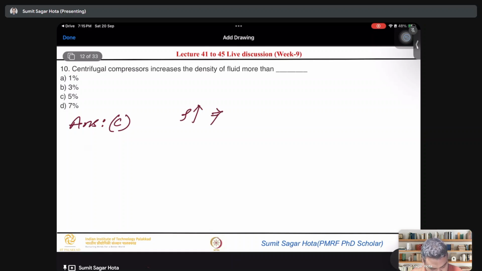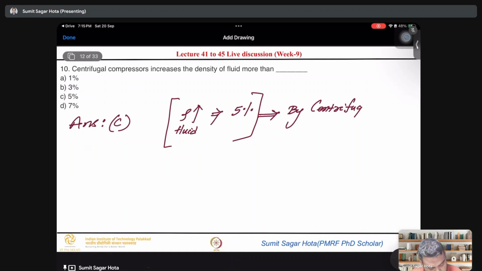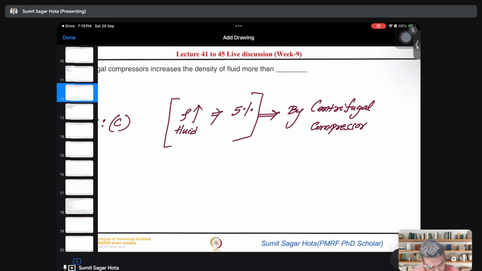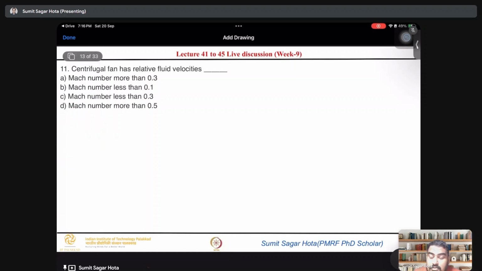Centrifugal fan has relative fluid velocity of dash. It is less than Mach 0.3.